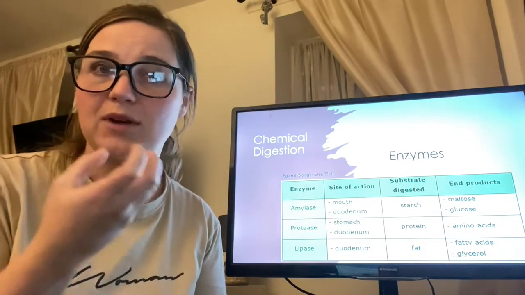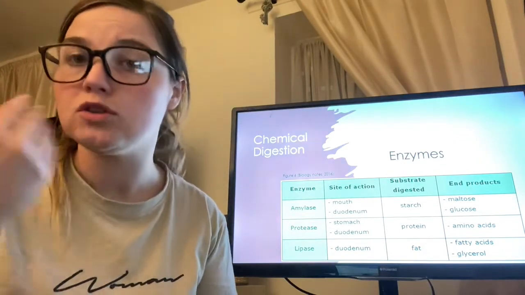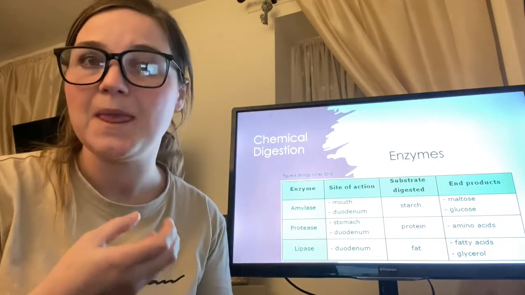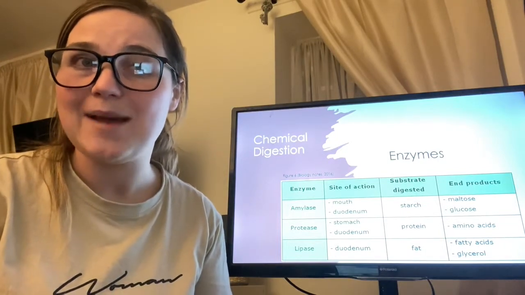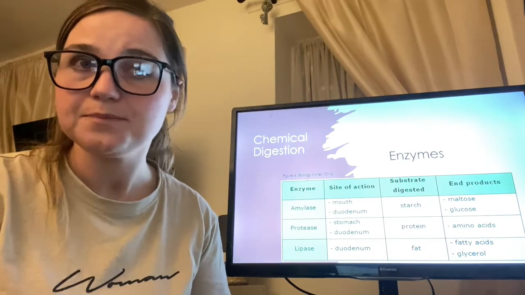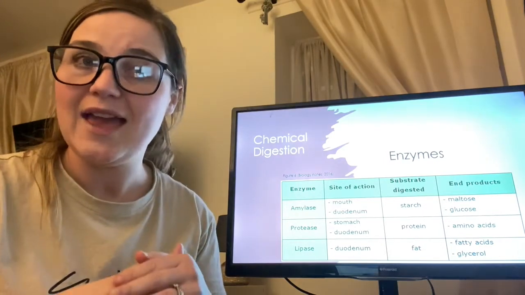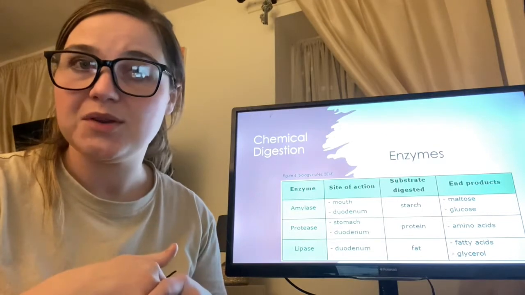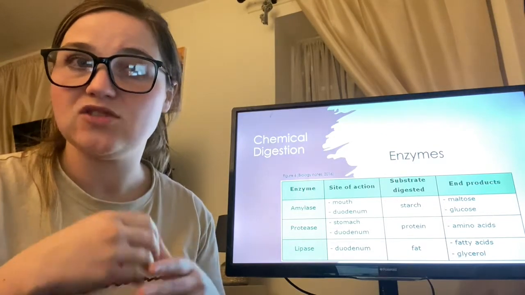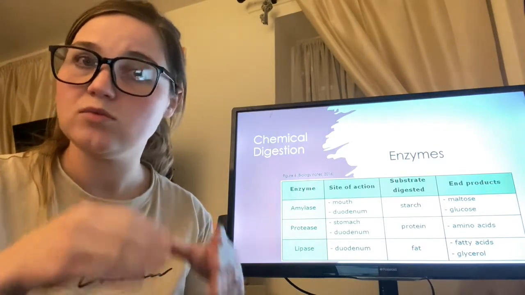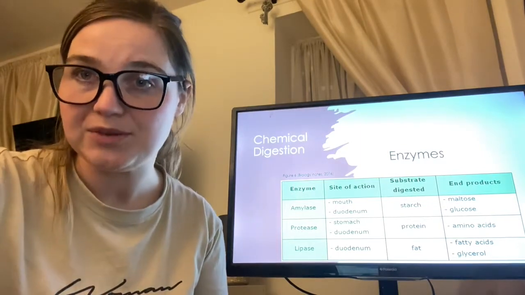So a trigger in the brain causes the production of saliva, which softens the food and makes it easier to swallow. Enzymes in the saliva, known as amylase, break down the starch into sugars, and the enzymes speed up the rate of digestion by lowering the activation energy. Bile from the liver is also used, as the bile ducts interact with the fat globules and divide them into smaller droplets, known as emulsification.